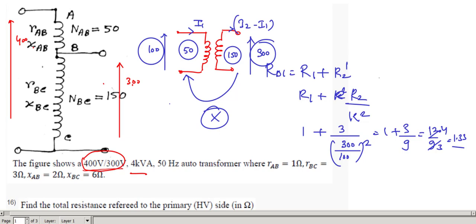Simply, whether it is a step down or step up, just convert it into the two winding transformer. Find the transformation ratio: the primary turns how much, secondary turns how much, primary current how much, secondary current how much, primary voltage how much, secondary voltage how much. Then find the equivalent resistance. This is very simple. Let's see the next question.